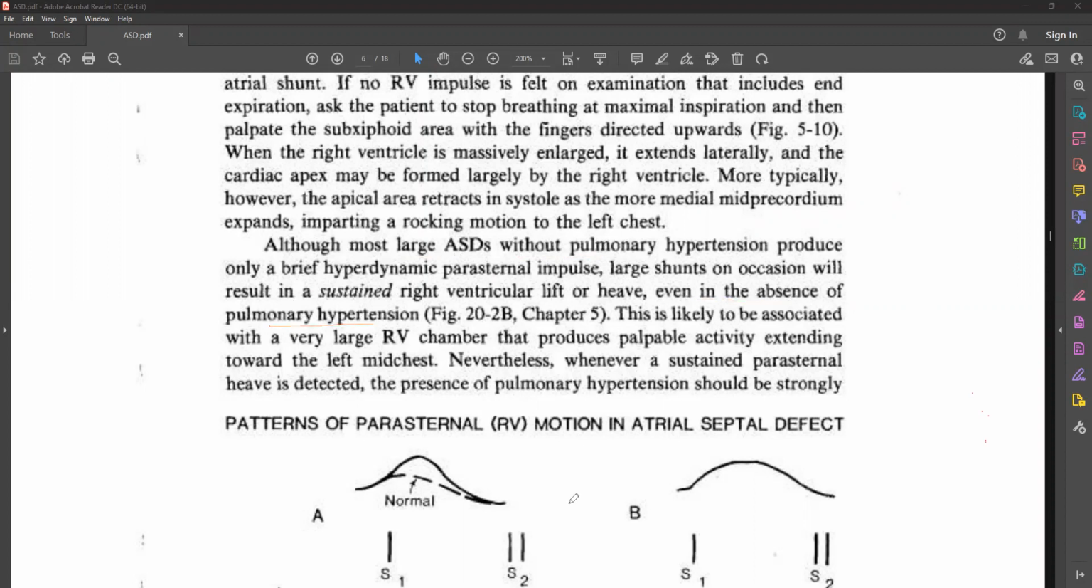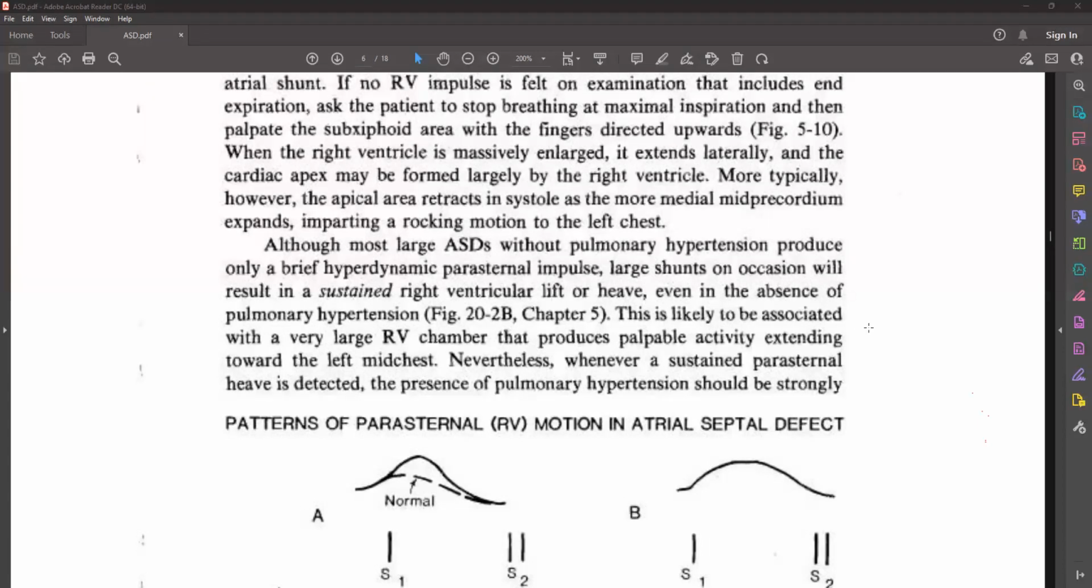So they have given two types of lifting. Here you need to really understand that in a patient with atrial septal defect, when you are able to appreciate a parasternal lift, it does not always mean that the patient has pulmonary hypertension. Just the extent of the shunt itself can lead to a right ventricular impulse. This is another point you need to remember.